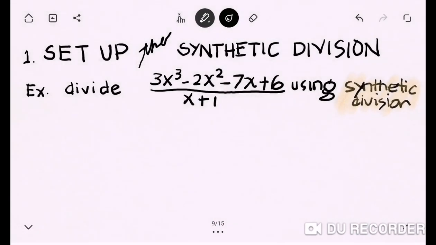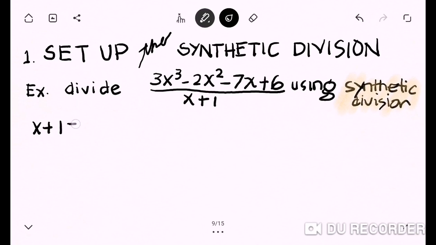Okay, so let's proceed. So let's say we have to divide 3x cubed minus 2x squared minus 7x plus 6 divided by x plus 1 using synthetic division or the method of synthetic division. So ang una nating step is to set up the synthetic division. So in the given example, our divisor is given as x plus 1.